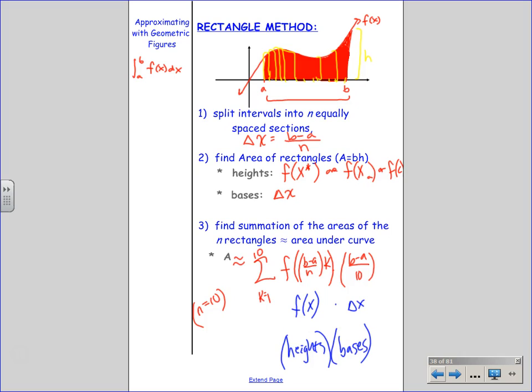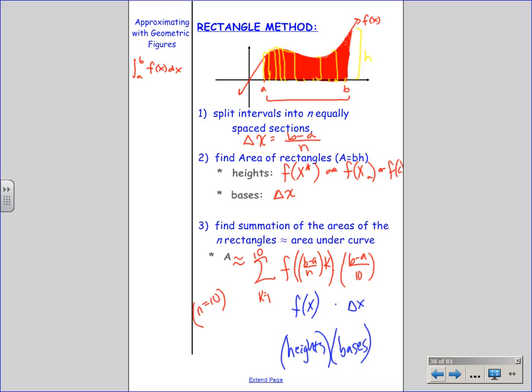But I don't just need bases, I also need heights. How high do these rectangles go? In some way, shape, or form, they have to be bounded by the curve. And who's the curve? f of x. So I'm going to somehow need my f of x values. But I don't just need one f of x value. I need a second one, and a third one, and a fourth one. And they need to change in order to actually make this good.